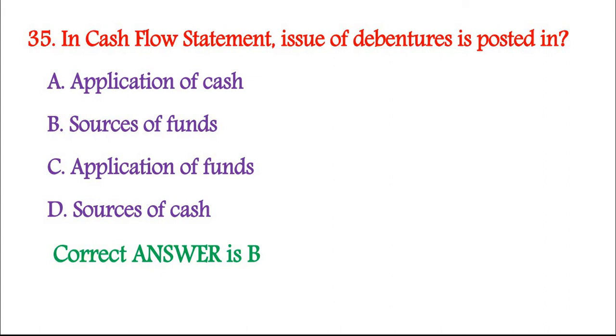35. In cash flow statement, issue of debentures is posted in: A. Application of cash. B. Sources of funds. C. Application of funds. D. Sources of cash. Correct answer is B.